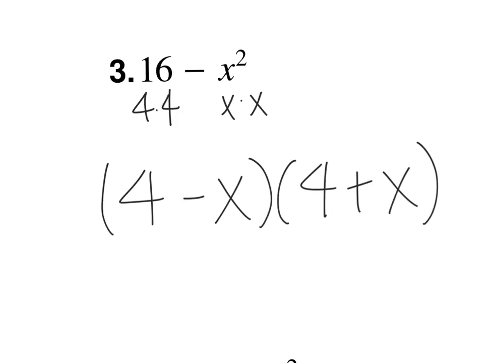I want you to notice that this time my number came first, the 4 was first, and the reason the 4 was first was because the 4 times 4 gave us our 16, and that was what came first in our problem. So for the second half of it, which was our x and our x, that's why x went second in the parentheses.